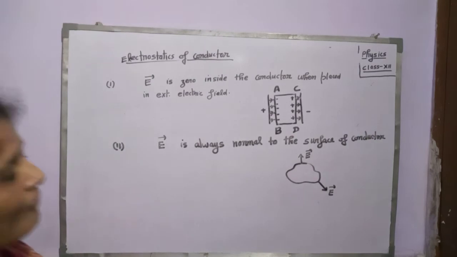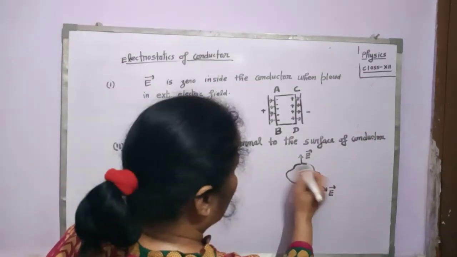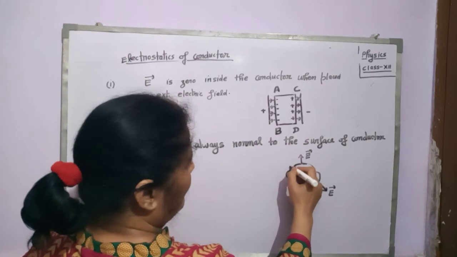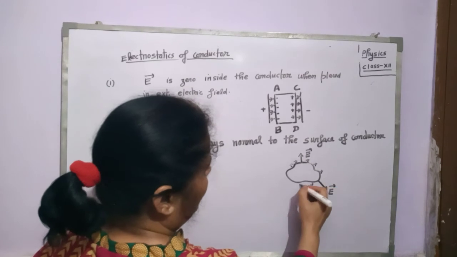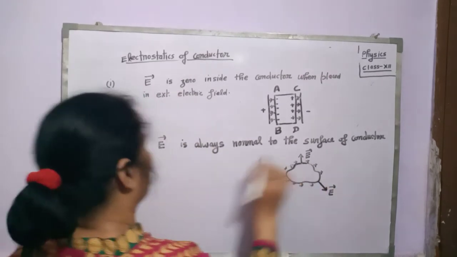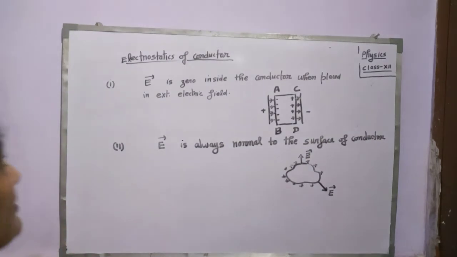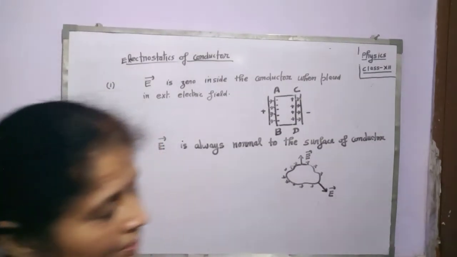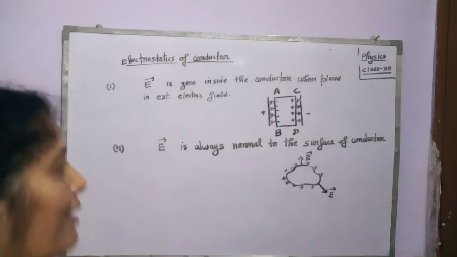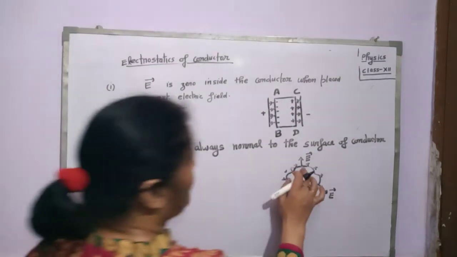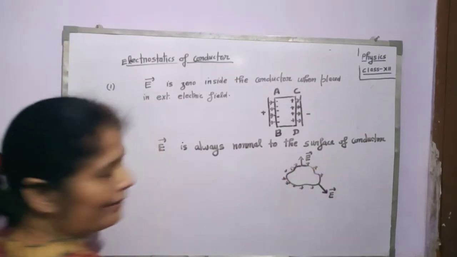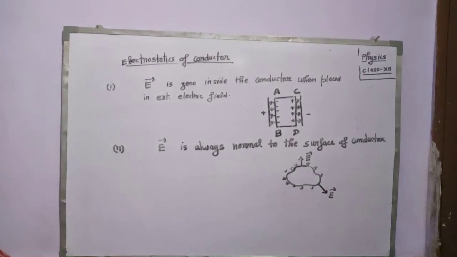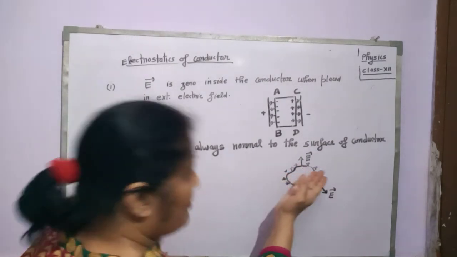Now, how can you say the electric field is always normal to the surface of the conductor? Suppose this is a positively charged conductor, so sigma is greater than 0. Then how can you prove it? This is electrostatics, that means the charges are not moving, they are at rest. Suppose the field is not normal to the conductor, but inclined at an angle. In that case, we get two components of the electric field: one normal to the conductor and the other tangential to the conductor.